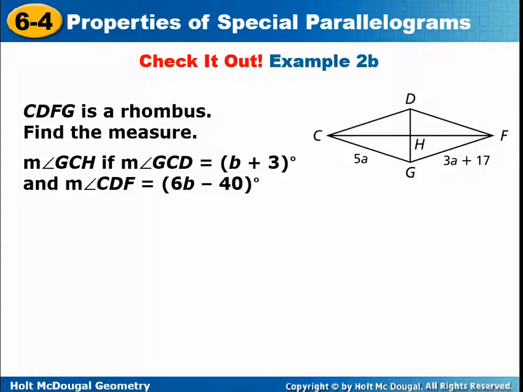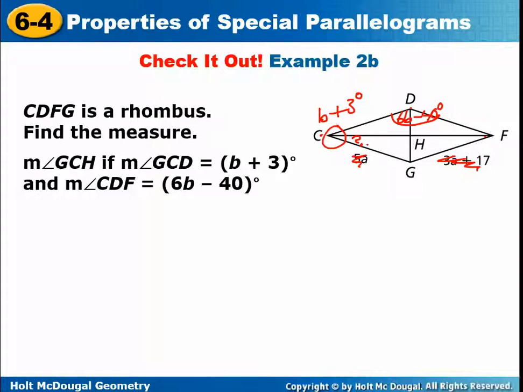This is also looking for, they want us to find a measure of an angle this time, so we don't need this information. What we do need to know and label is where are these angles. So the first one says measure of angle GCH. GCH, that's this angle right here. That's what we're looking for. And we are given that GCD, this whole angle, is b plus 3 degrees. And CDF, this angle up here, is 6b minus 40.